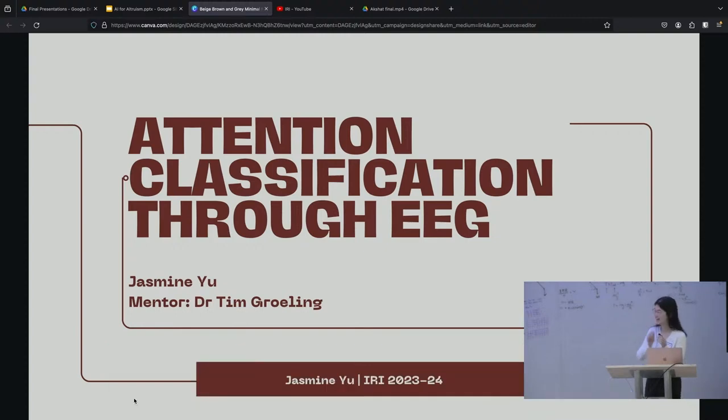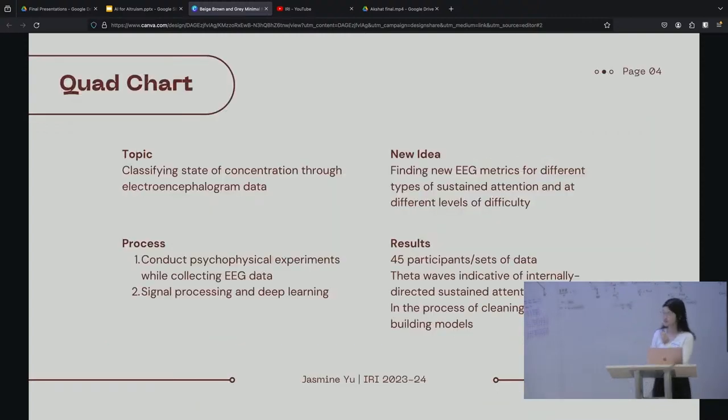Yes, it's okay. So this is my quad chart, and basically my topic is classifying state of concentration through electroencephalogram data, EEG data, and my new idea is basically I want to find new EEG metrics for different types of sustained attention and at different levels of difficulty. And my process right now is that I am conducting psychophysical experiments while collecting EEG data and also doing signal processing and deep learning models so that I can actually do the classification.